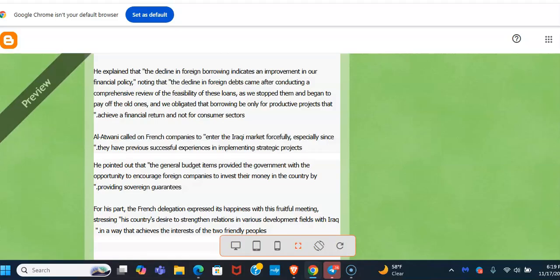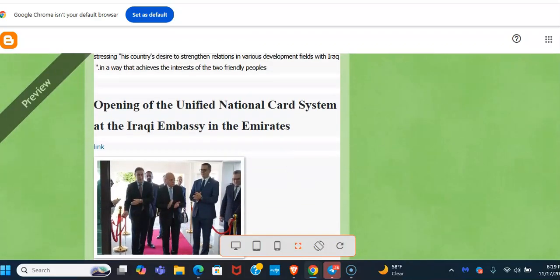So the decline in foreign borrowing indicates an improvement in our financial policy, said Atwani, noting that the decline in foreign debts came after conducting a comprehensive review of the feasibility of loans as we stopped them and began to pay off the old ones. All right, so you might want to read that. That's good. Look at this.